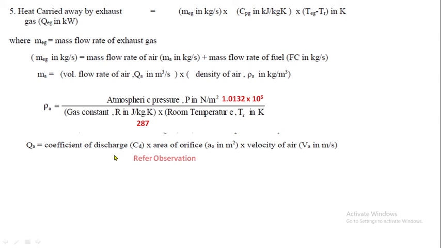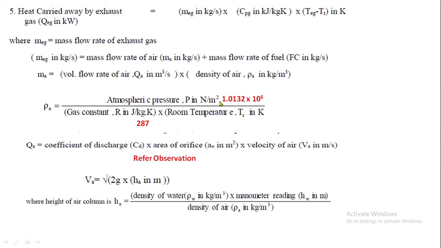So the coefficient of discharge is 0.62, and the area of orifice we can refer to in the observation in the heat balance sheet at the beginning of the experiment. Then the velocity of air we have to calculate as root of 2gha, where ha is the head of air in meter, and g is 9.81. Here again the unknown is ha. So first we have to calculate the height of the air column.